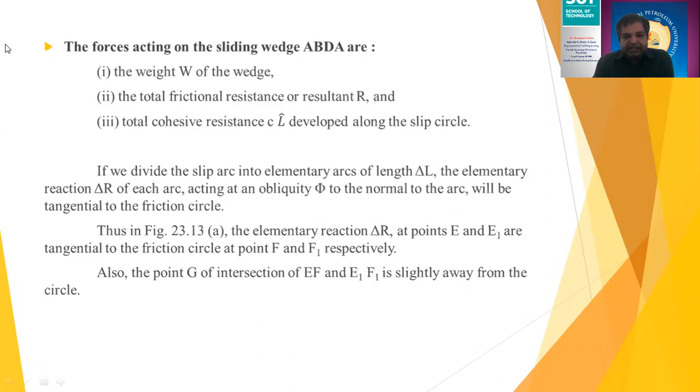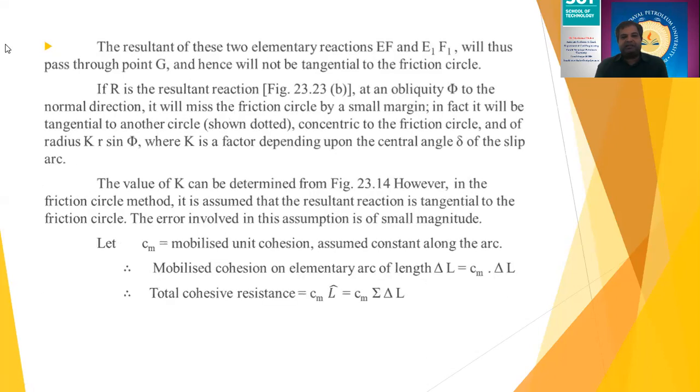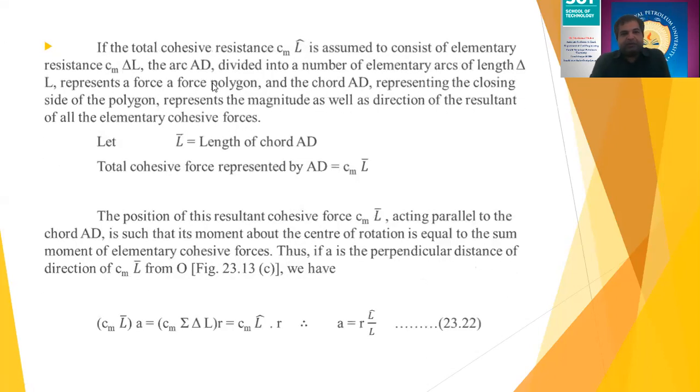The elementary reactions delta R at points E and E1 are tangential to the friction surface. I will show you how this is. And the point G of intersection of EF and EF1 is slightly away from the circle. Now, what you need to do is, the total cohesive force Cm into L arc is to be assumed to consist of the elementary resistance, which is Cm delta L, and the arc AD is divided into a number of elementary arcs.